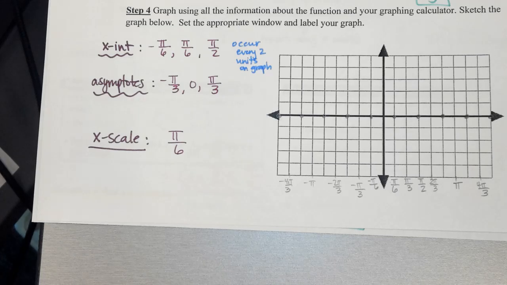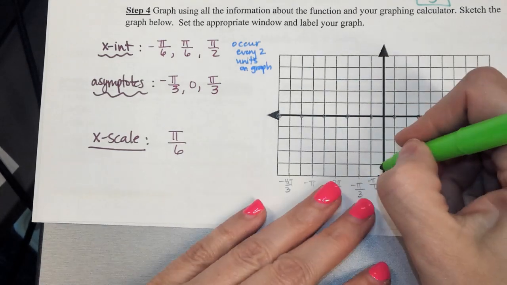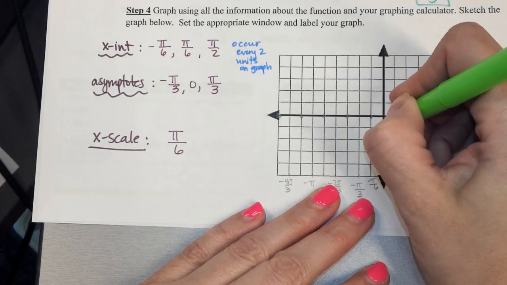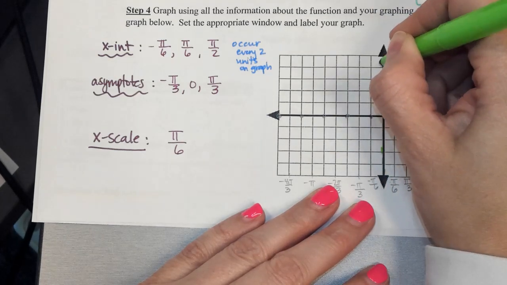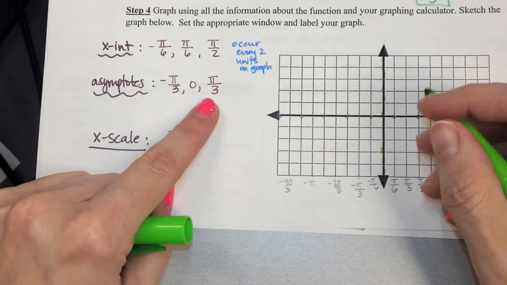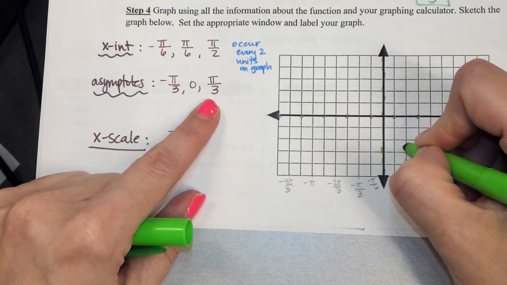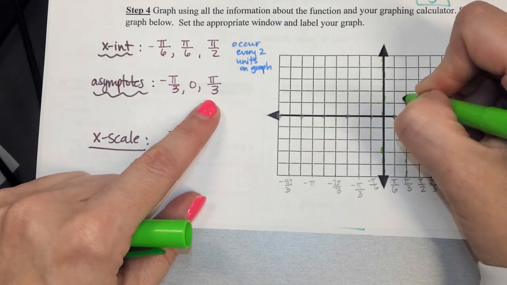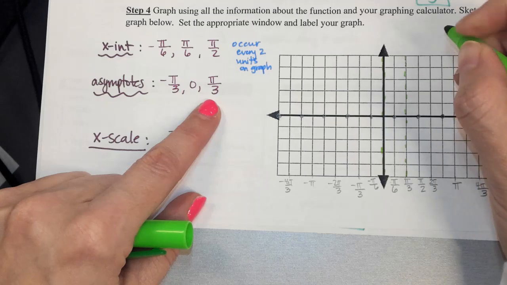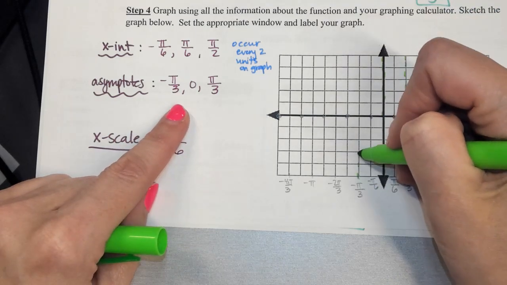And when we put these on our graph, I'm at 0. So this might be a highlighter situation. Okay, so we're going to put one on there at 0. And then I have it at pi over 3, again where I'm putting the dash line on there. And then I have it at negative pi over 3.